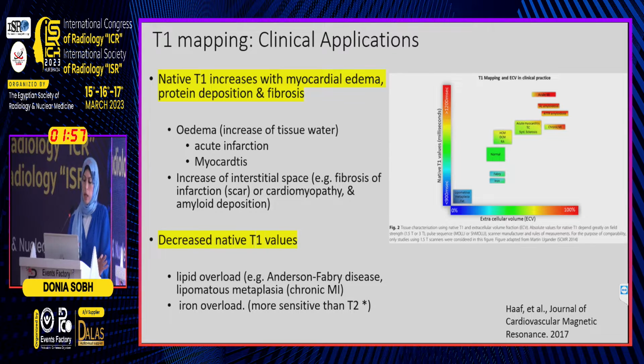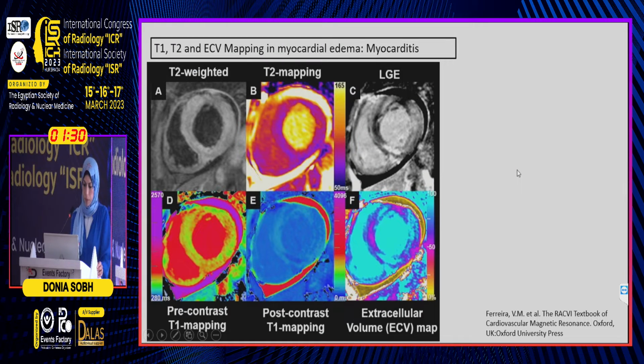So we have, for the T1 mapping, the diseases that cause increase in the T1 mapping are amyloid, myocarditis, hypertrophic, dilated cardiomyopathies, and the diseases that cause decrease in T1 mapping are the iron overload or the fat deposition. Fat deposition either in Fabry or in chronic myocarditis, where you have this fatty metaplasia.